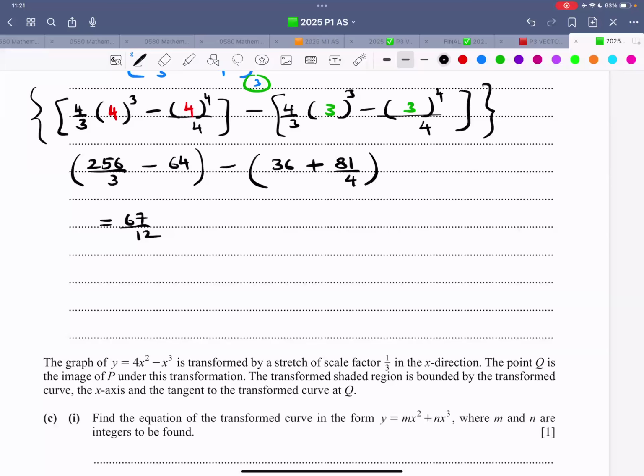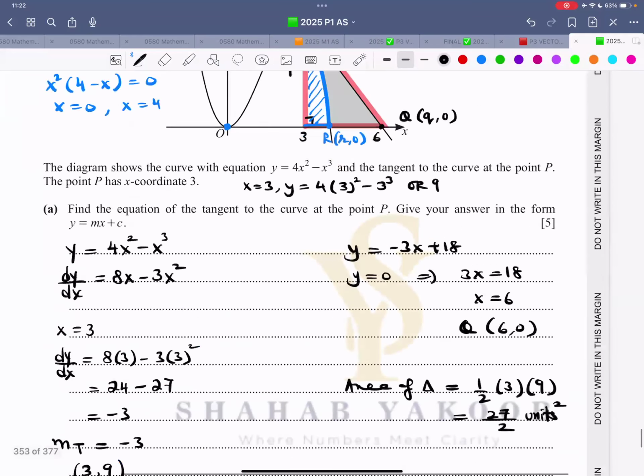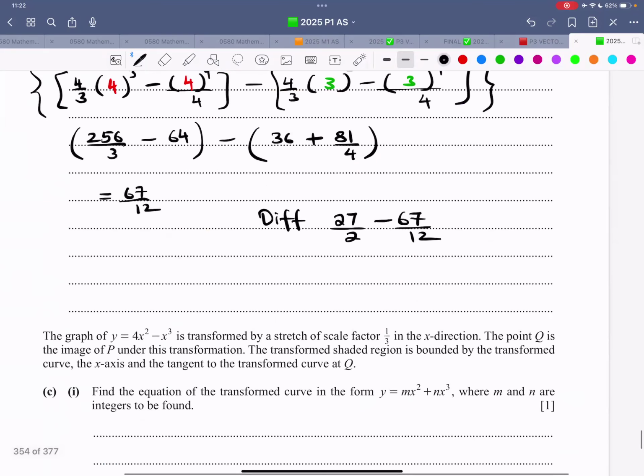So the difference is this thing is small. That is triangle. Triangle is bigger. So 27 over 2. So this is 27 over 2 minus 67 over 12. And this answer is coming out to be 95 over 12 square units. And that is the answer for this part. Now, what else is there?